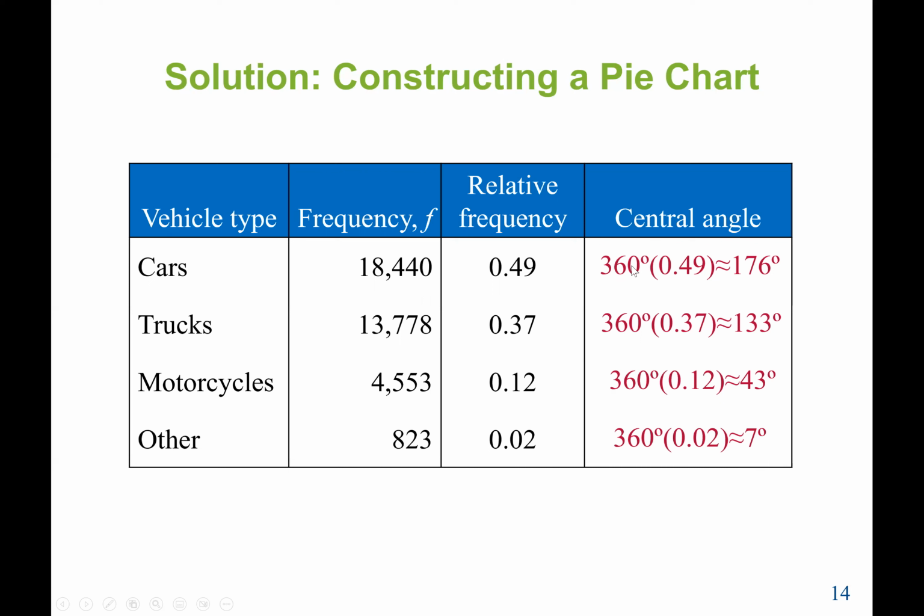Why are we using 360? Because the central angle of a full circle is 360 degrees. Of a line, it is 180.